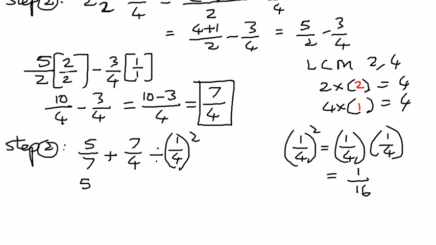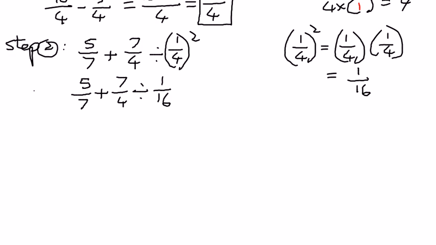Therefore we can write this one as 5 over 7 plus 7 over 4 divided by 1 over 16. So how can we write this? We can write this as 5 over 7 plus 7 over 4 divided by 1 over 16. So that is what we have.